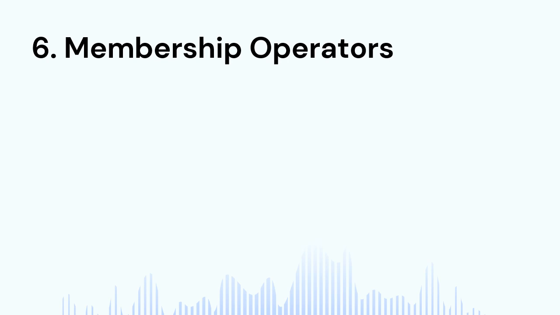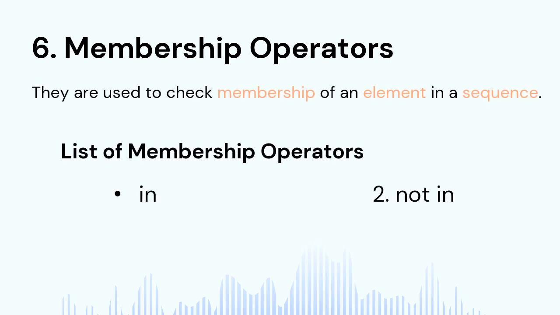Next we will be focusing on membership operators, which is the sixth one. Membership operators are basically used to check membership of an element in a sequence. The sequence may be a string or a list or a tuple. These are some of the membership operators. There are basically only two here, unlike others: in and not in.